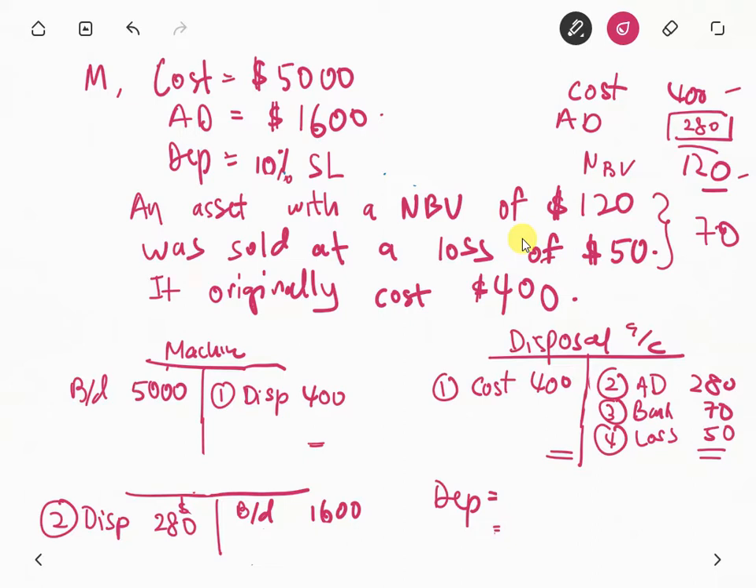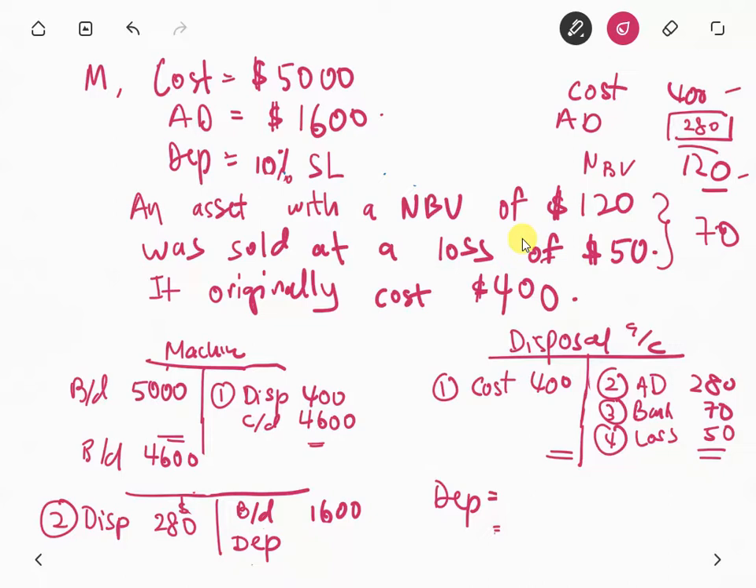Okay, disposal done. End of the year, we must still depreciate. So what is my closing balance? 46. 46. If it's straight line, 10% on cost, 460. Depreciation, 460. Done.